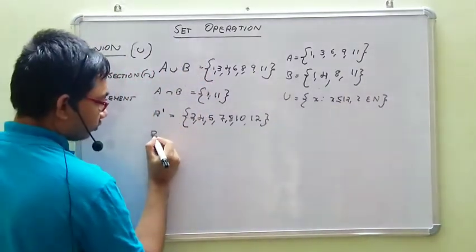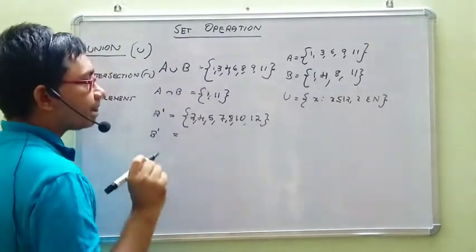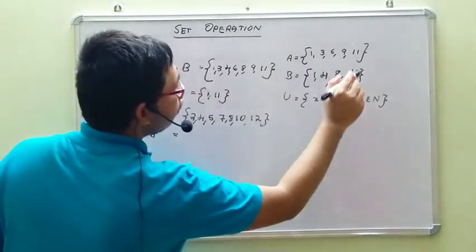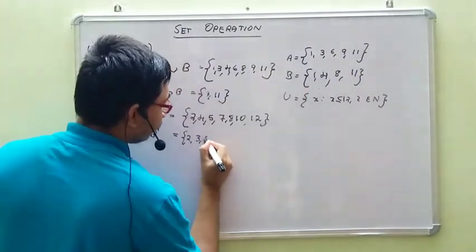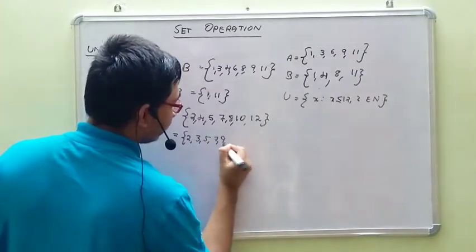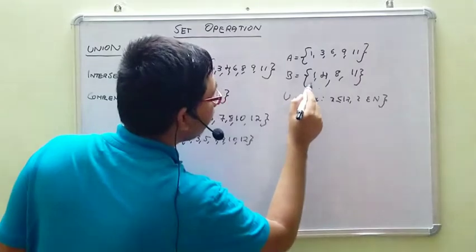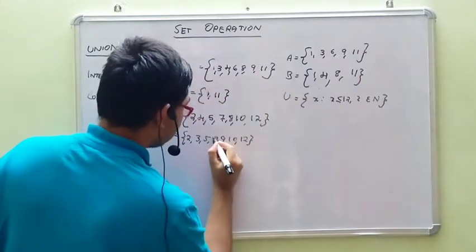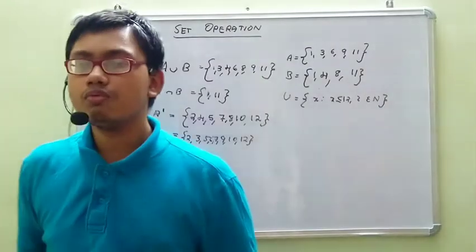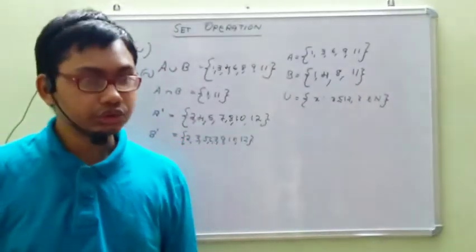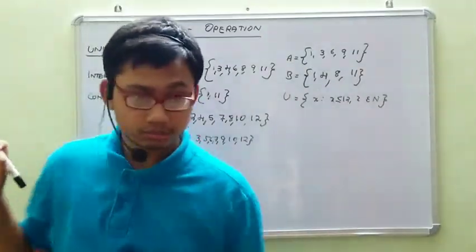Now B complement. What is B complement? It will include 1, 4, 8, 11. It will include 2, 3, 5, 7, 9, 10, 12. This is B complement. Now, let us relate this to A union B complement and A intersection B complement.